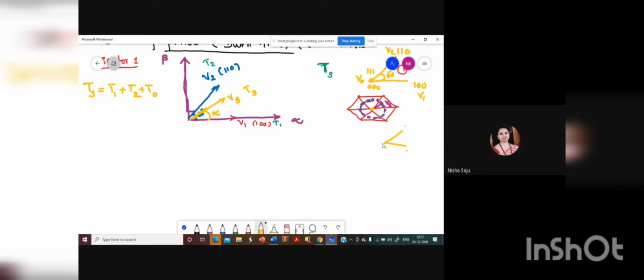Then it will be a complete path. So you will be having Ts equal to T1 plus T2 plus T0. Then our ultimate aim is to obtain the values corresponding to T1 and T2. So how are we attaining this?